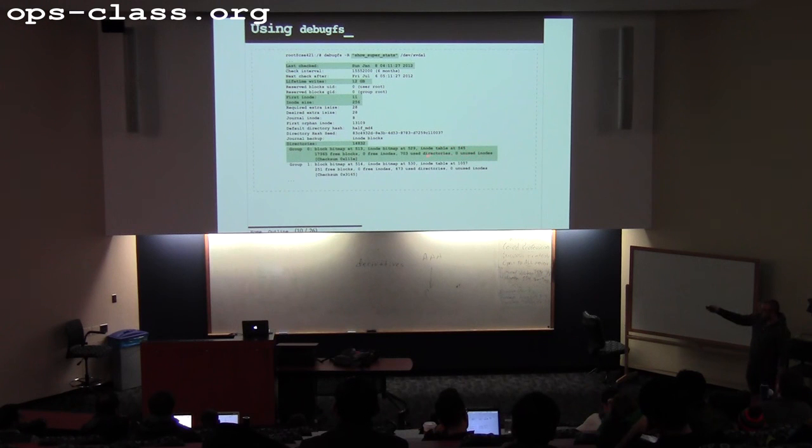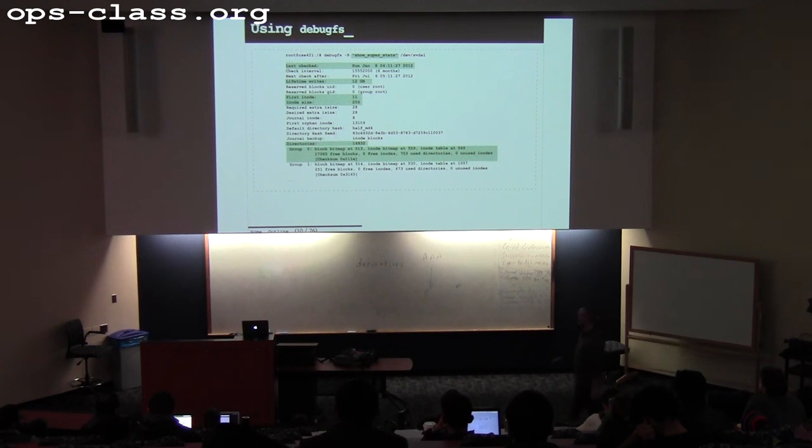The inode table starts at disk sector numbers, starts at sector 545. And this tells me some information that I can pull from those bitmaps. I've got some free blocks. How many free inodes? Inodes. How many free inodes?